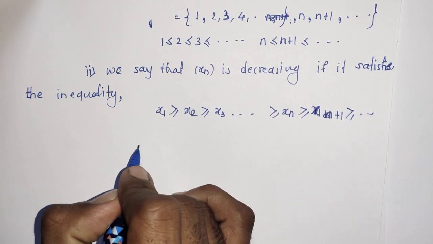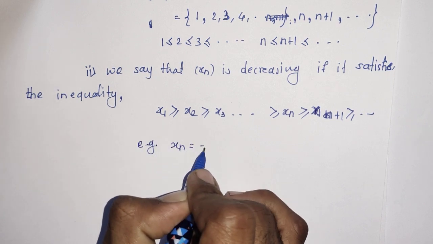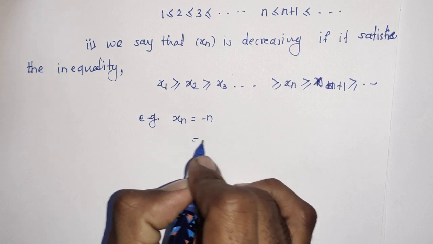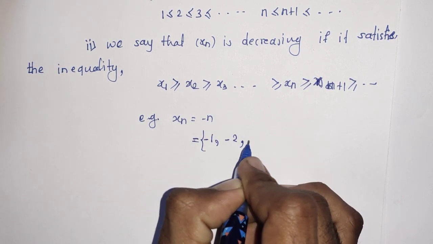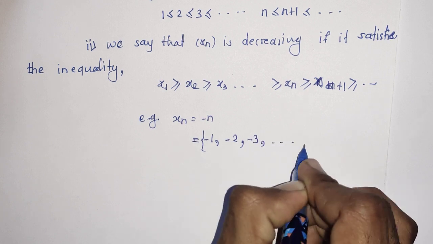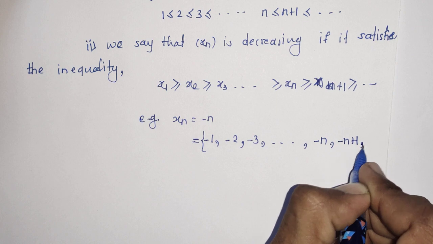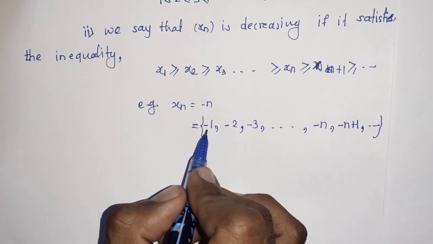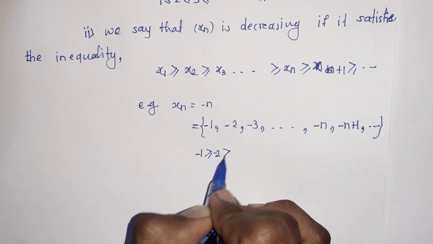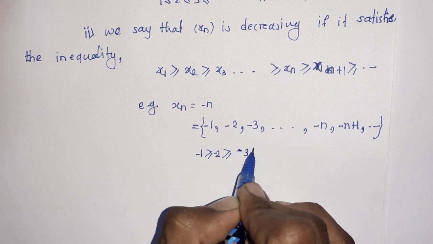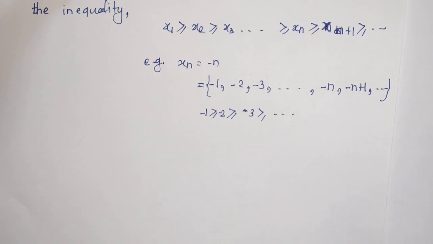For example, if we take xn equal to minus n, then the first element is minus 1, the second is minus 2, the third is minus 3, and so on. So the nth element is minus n, and the next element is minus (n plus 1). So minus 1 is greater than or equal to minus 2, which is greater than or equal to minus 3, and so on. So this sequence is a decreasing sequence.